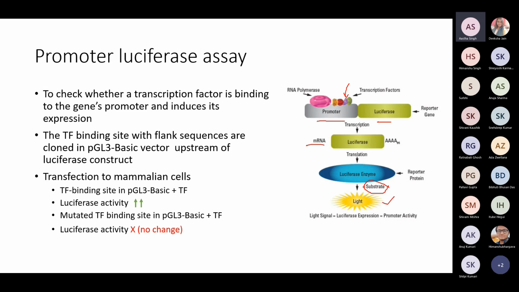So based on this principle, if you clone your transcription factor binding site and co-transfect that particular clone along with your transcription factor into mammalian cells, what will happen? Luciferase activity will be there, right? And if you mutate the binding site of the transcription factor in the clone and co-transfect it with the transcription factor, there will be no luciferase activity. So just based on this principle, you do promoter luciferase assay, and there is this requirement for mutating a few sites, for example 3 to 4 nucleotides in your sequence.